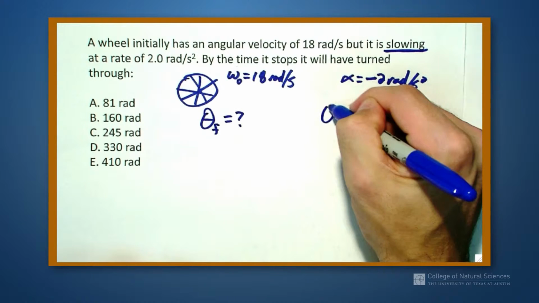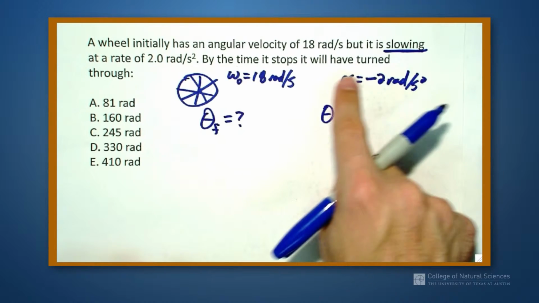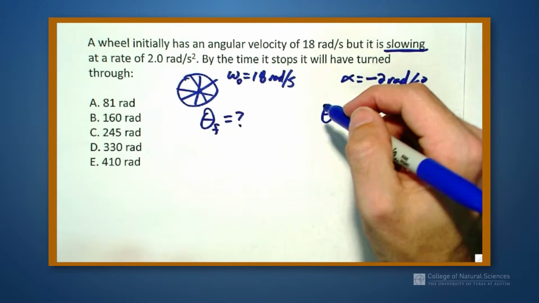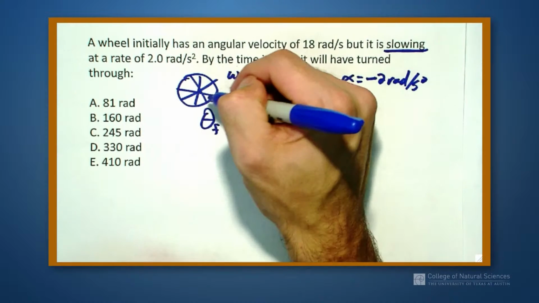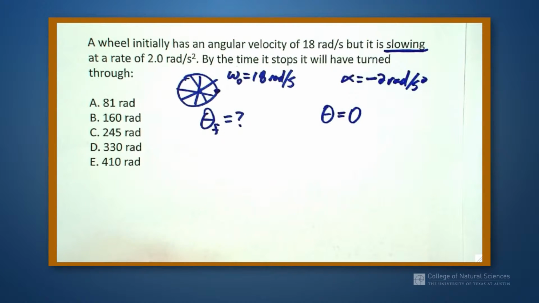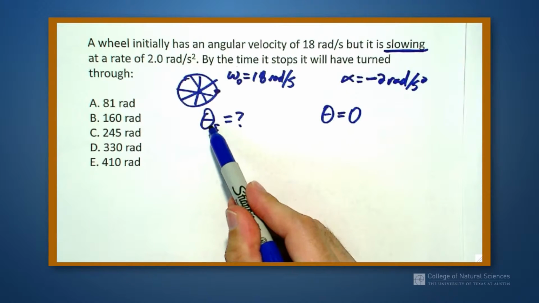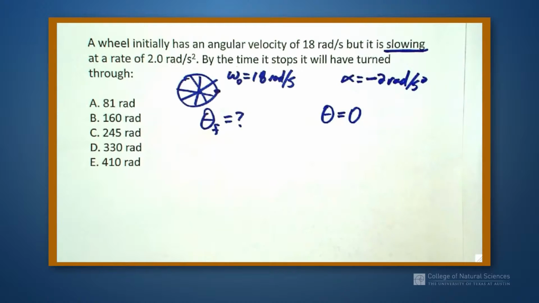And I'm going to say that we're looking for really how much it has turned through. We're going to say that theta naught is equal to 0. We're just going to arbitrarily set wherever this point was on the edge as our starting position of 0. We're going to figure out how many degrees or how many radians we turned through. So we'd really like an equation that relates the final with some initial cases.